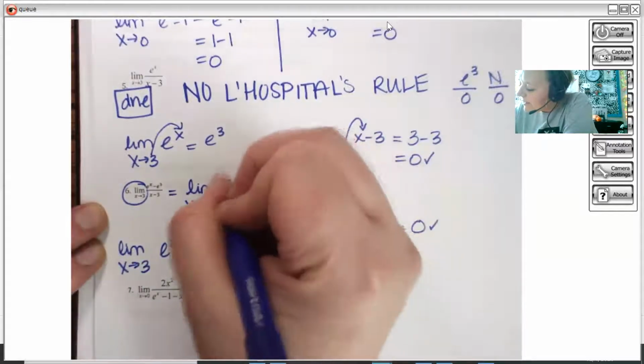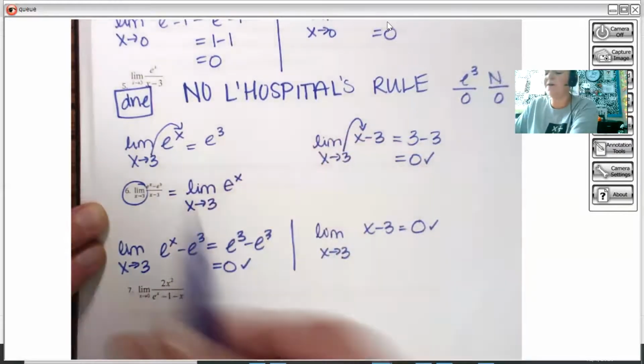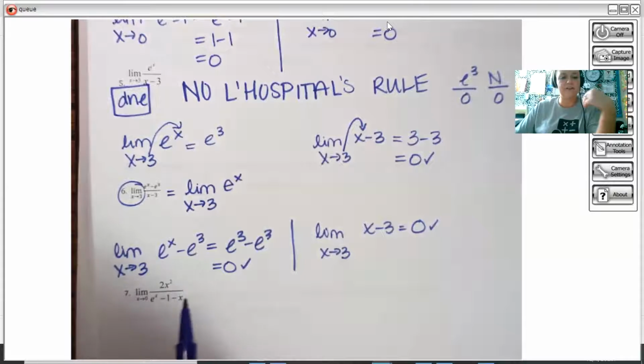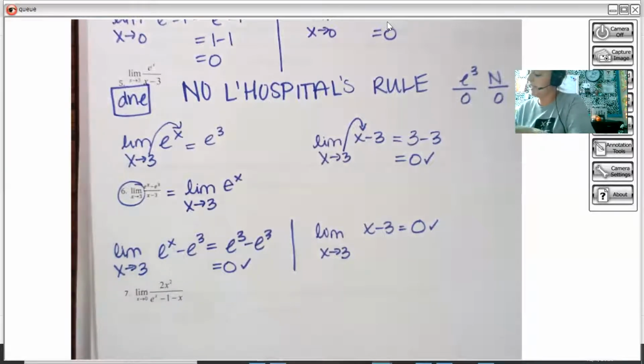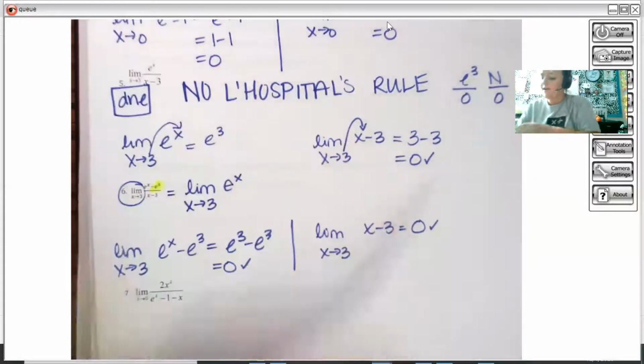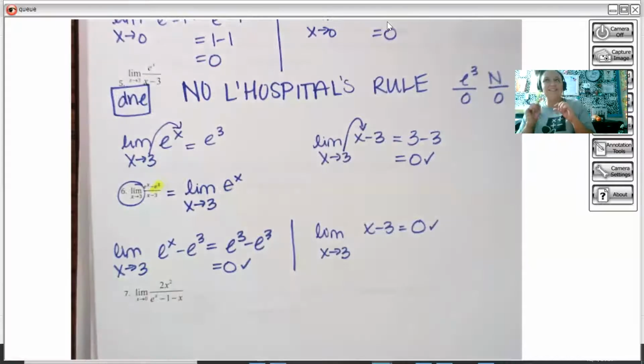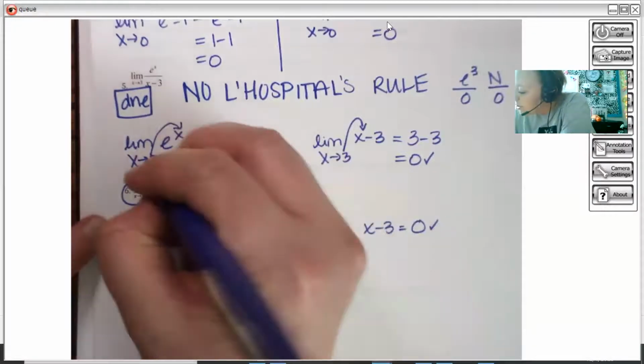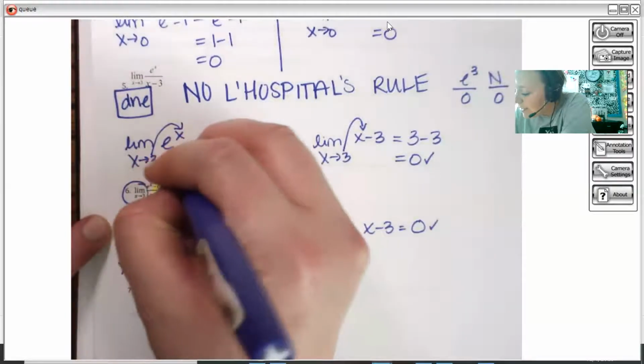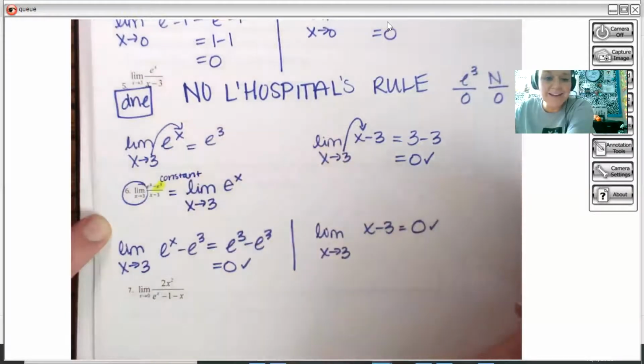E to the x is its own derivative. Let's talk though about this e cubed. The derivative of e to the x is e to the x, but the derivative of e cubed is 0. Think about why. E is just a number. E cubed is just a number. That means that this term is actually just a constant. And the derivative of any constant is 0. So that second part of that top subtraction just goes away.